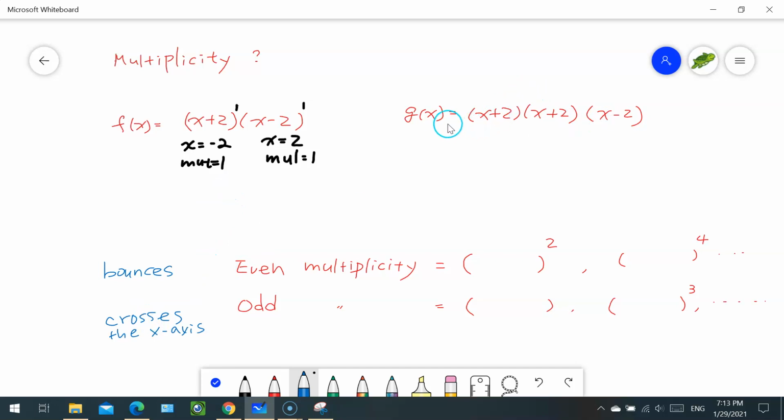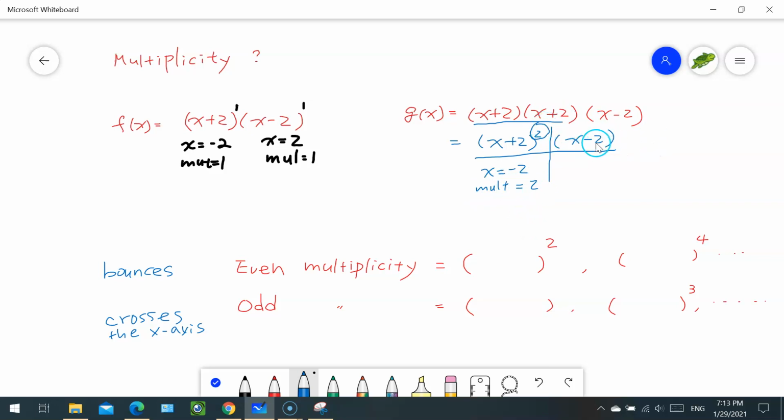We do the other example. G function has x plus 2 times x plus 2 times x minus 2. Now these two are like terms, right? So we can combine these two into x plus 2 to the power 2 and multiply with x minus 2. Now this number is the multiplicity of 2. So that means when I solve for x, x is equal to -2. So the multiplicity is an even number.